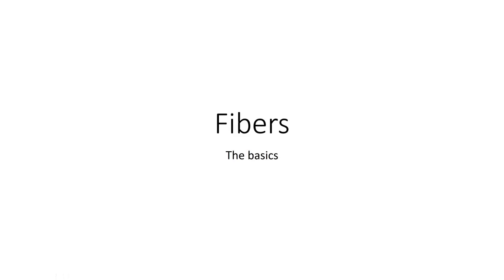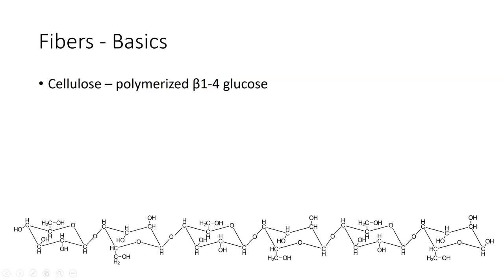Let's look at the basics of fibers. Fibers are unique materials. They are for the most part polymerized beta-1,4-glucose, which is cellulose, which means it's a material that has got a lot of stored energy in it. They are elongate strands of material. Cellulose has a structure that looks like this. You can see that it's just glucose units that are bound together, but it's got this long chain.